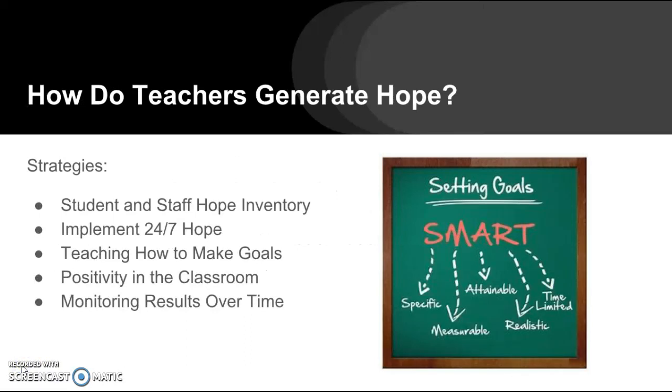But how do teachers generate hope? One of the most important concepts in this section is teaching how to make and work toward goals. When students have something to look forward to or work toward, they feel like they have a purpose. Often students from poverty feel hopeless and that life has no purpose. But when we teach them how to make goals and strive for those goals, they find meaning in their lives.